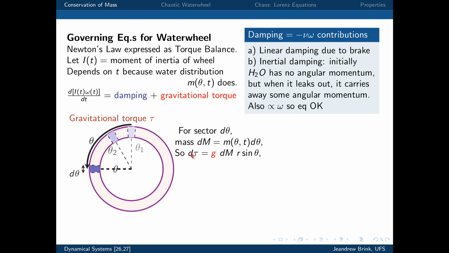So the infinitesimal torque exerted by this little dark blue packet of water is just g dm r sine theta. Okay, and you need to be careful with this g. It's the effective gravitational acceleration. So it's the part of the acceleration that pulls at 90 degrees to the axis.